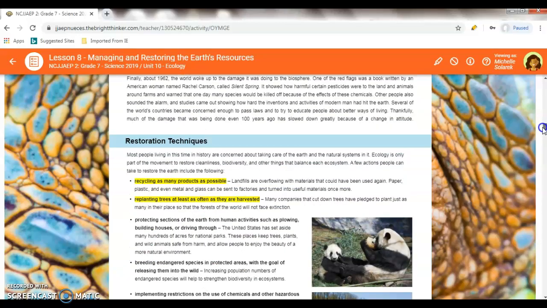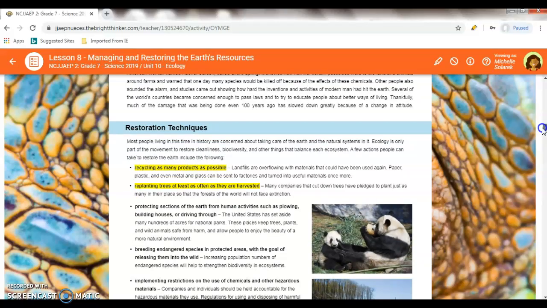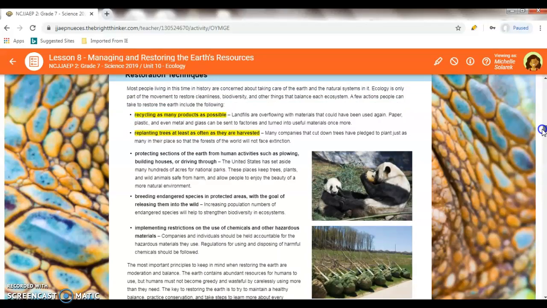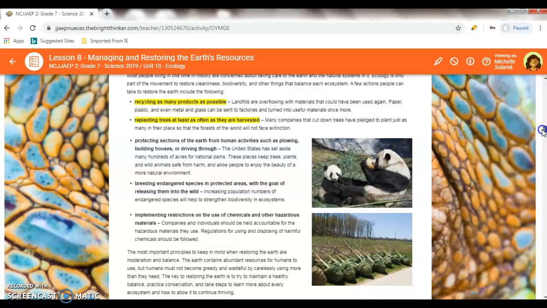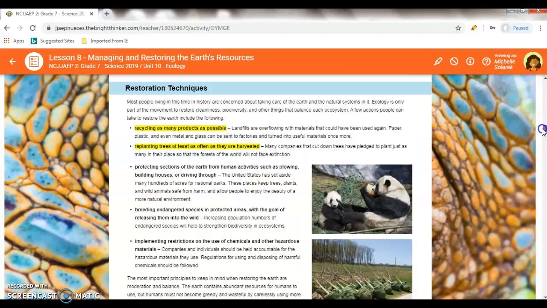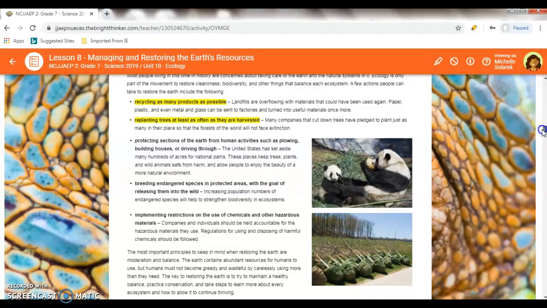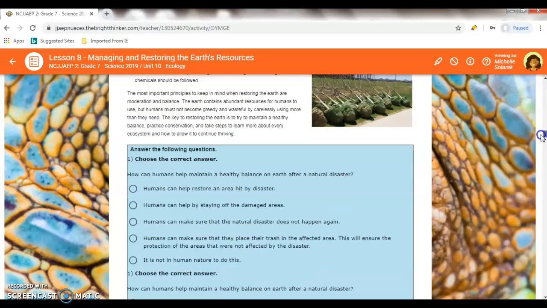Restoring techniques. Most people living at this time in history are concerned about taking care of the Earth and its natural systems. Ecology is one of the parts of the movement to restore cleanliness, biodiversity, and other things that balance the ecosystem. Steps taken to restore include recycling as many products as possible, replanting trees at least as often as they're harvested, breeding endangered species in protected areas with the goal of releasing them into the wild, and implementing restrictions on the use of chemicals and hazardous materials.